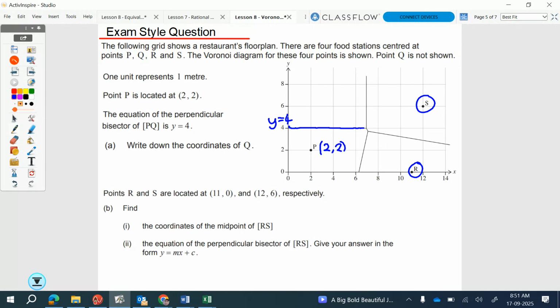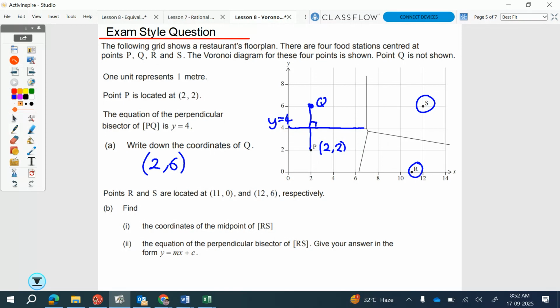What are the coordinates of point Q? Discuss with the person next to you or work it out. I hear some good answers over here. What are the coordinates of point Q? (2, 6). Good. Because this is a perpendicular bisector, that distance here is 2, so this distance here has to be 2 as well. And it has to reflect at 90 degrees, so we're just going straight up here, and we get Q. So Q is at (2, 6).